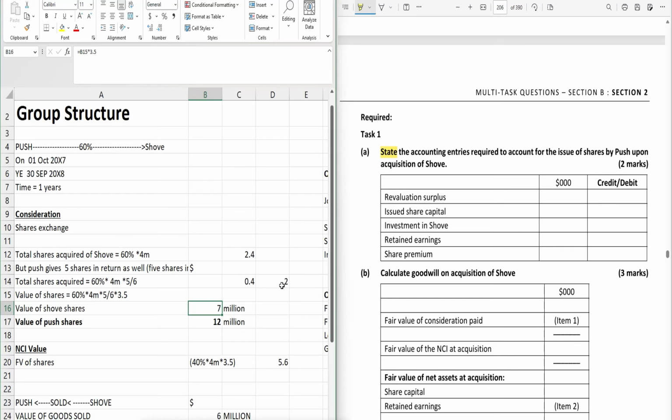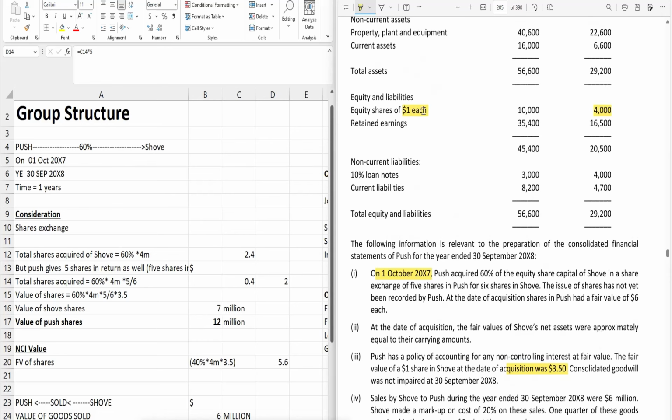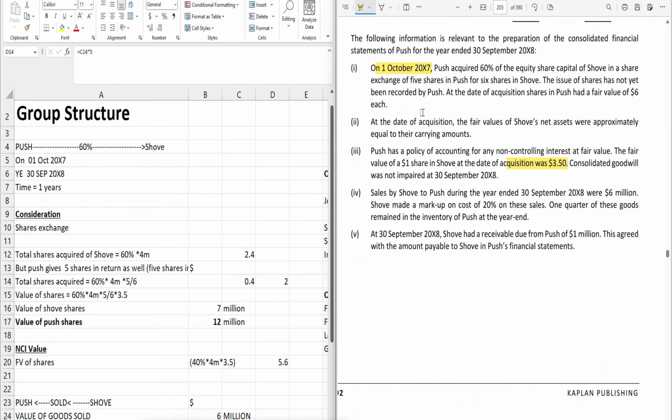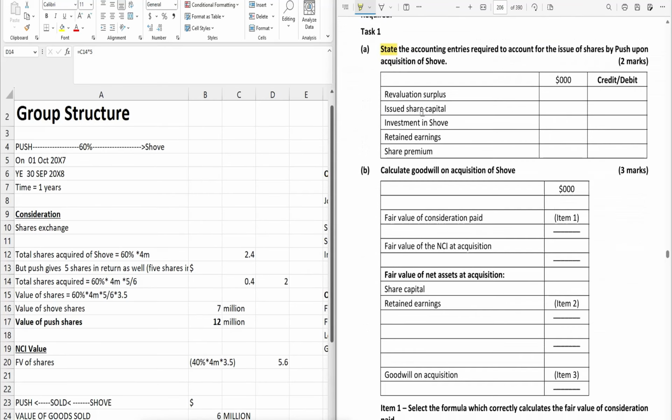So that means 2 million shares have been issued, and the nominal value of the Push share is $1 each. So 2 million into 1, it will be 2. So here we will write down the 2, but not 2, because the question has taken the 30 in the thousands. As I said, this is a mistake point where we make mistakes. So here we will write 2,000.